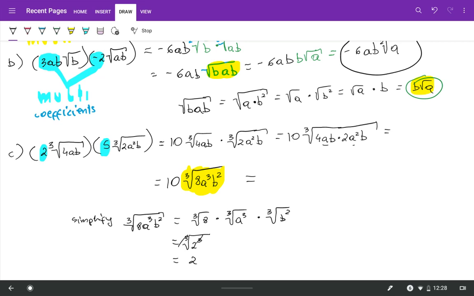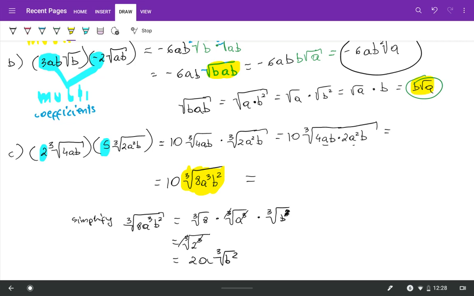Here the power of a and the index are the same, so we end up with a. So we have 2a, and cube root of b to the second power can't be simplified because the exponent of b is being raised to a second power. In order to simplify the radical, this exponent should be 3 or greater than 3. So we just copy down the cube root of b squared.